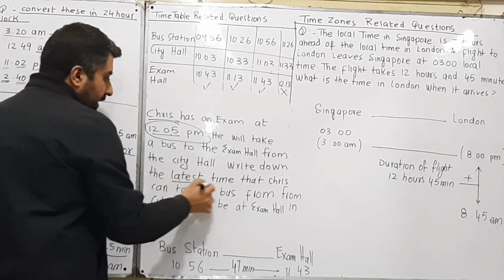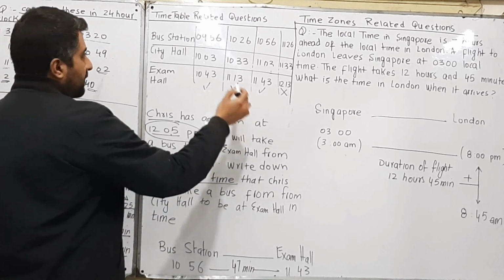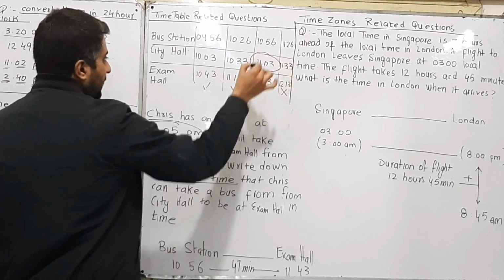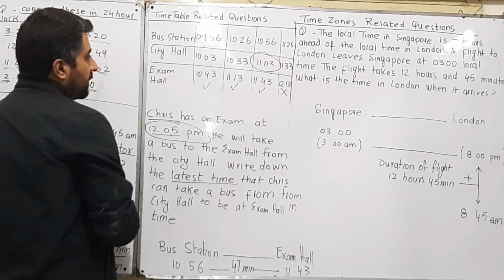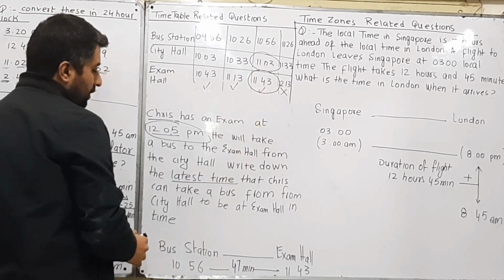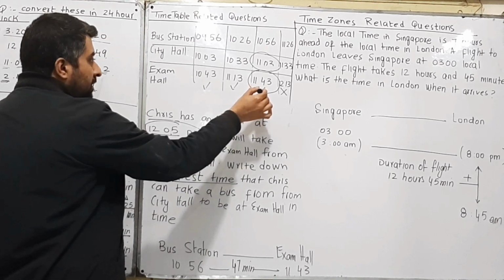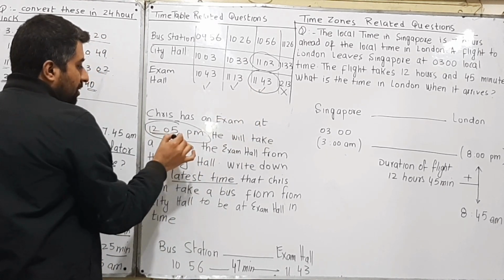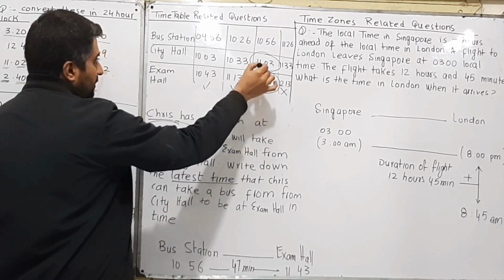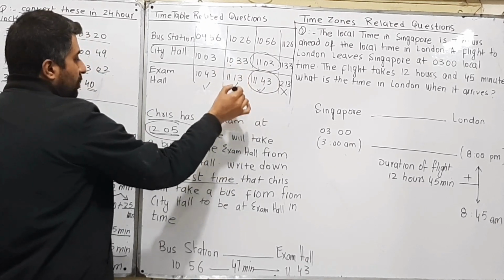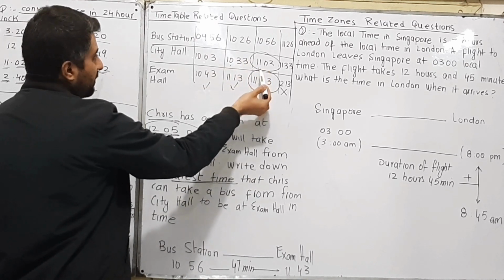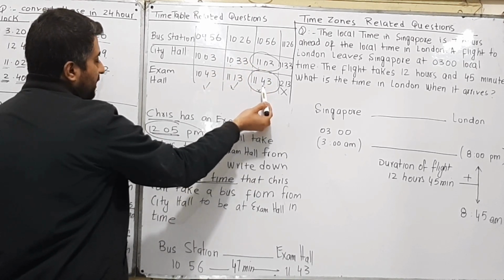But he has to reach at the latest time, which means that if he picks the bus from City Hall at 11:03, he will reach the examination hall at 11:43. So he will reach well before time. The examination will start at 12:05 p.m., but he will reach at 11:43. So that is the right one. We are not going to choose this one because they have asked us for the latest time. So this one is okay. He will depart at 11:03 and he will reach at 11:43.